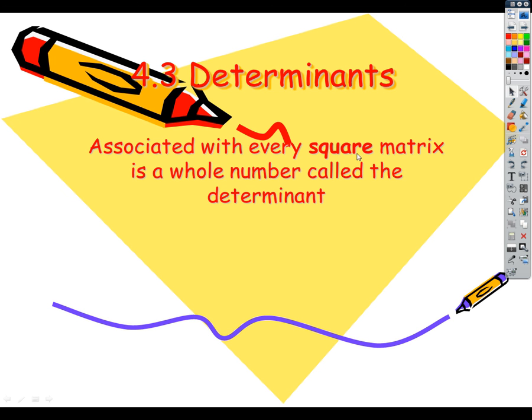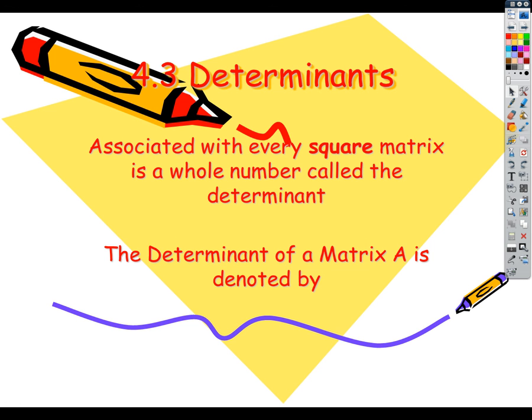Now, what does it mean, do you suppose, to be a square matrix? Like 2 by 2 or 3 by 3 or 4 by 4. Same number of rows as columns, right? So it's going to look like a square when you write it down. So for every square matrix, we can calculate a number called the determinant.